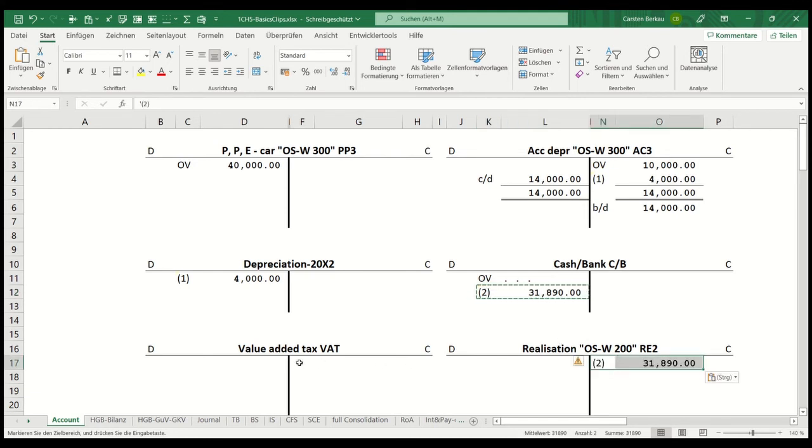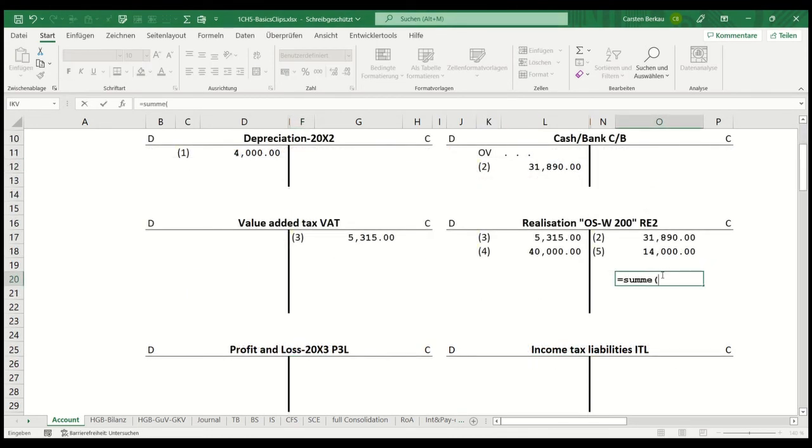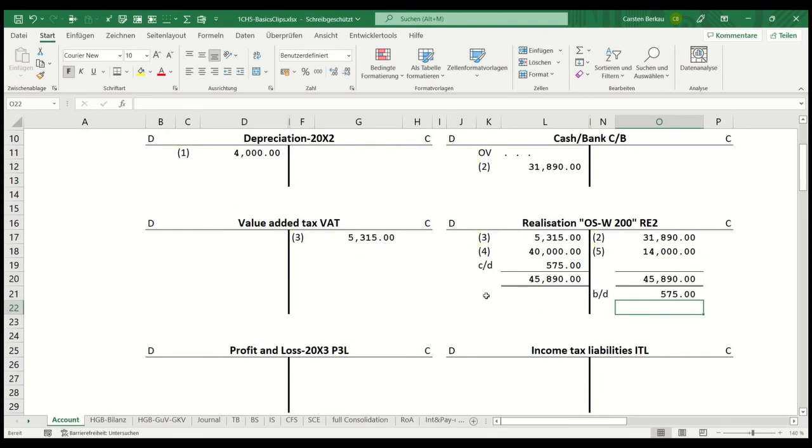The company is registered for VAT deduction, so for that reason we must record output VAT. Bookkeeping entry 3 is a debit entry in the realization account and a credit entry in value-added tax. Next, we close off the property, plant and equipment and the accumulated depreciation account to realization. It gives us the bookkeeping entries 4 and 5. We balance off the realization account. As the realization account is credit balance, we know this is a profit on disposal.